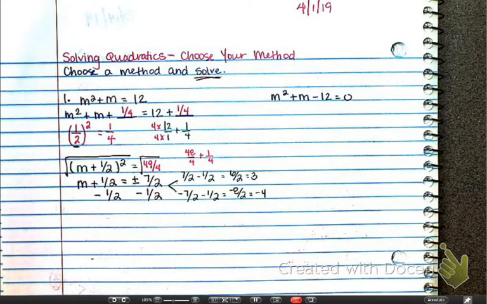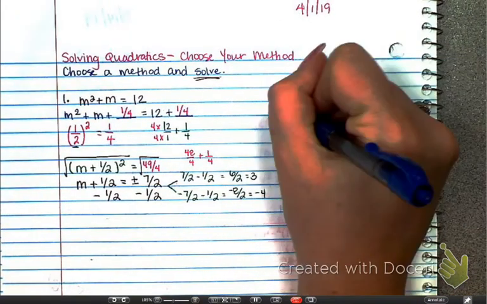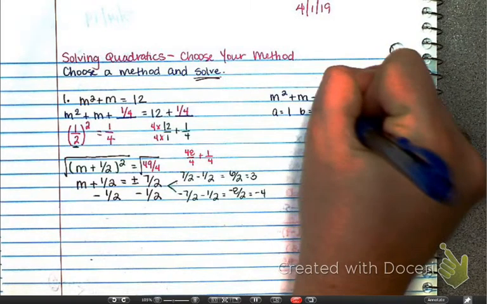Is there a GCF? No. Okay, so I'm going to go to Super X. What is A? 1. What is B? 1. What is C? Negative 12. Great.